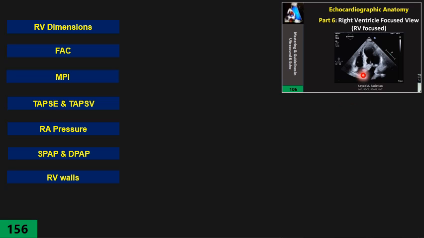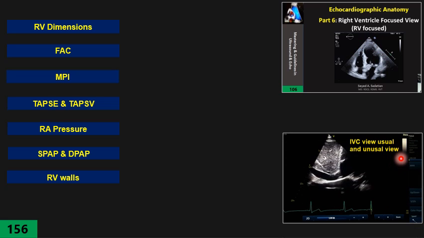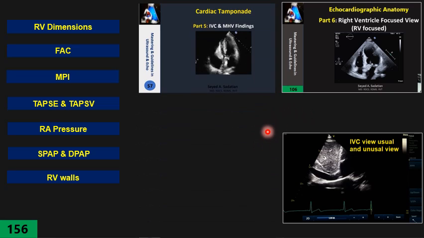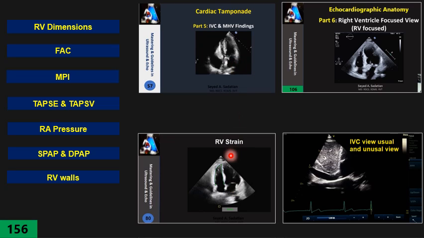For those reviewing, for the right ventricular focus view, go to this lecture. For getting the IVC view, classic and non-classic, this lecture. For IVC and middle hepatic vein Doppler and all the other findings in normal and abnormal situations, this clip, and finally right ventricle free wall strain in this lecture.